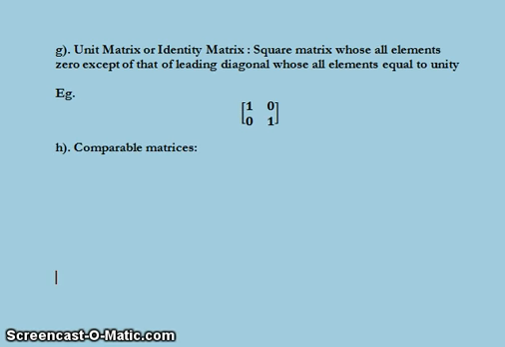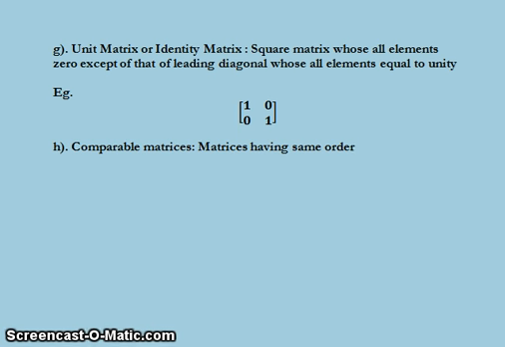Next, we are going to discuss comparable matrices, in which if two matrices, let's say A and B, are comparable, then they must have the same order. That means if we say that A is comparable to B, then the order of A must be equal to the order of B. Or we can say that the number of rows and the number of columns in A must be equal to the number of rows and the number of columns respectively in B.